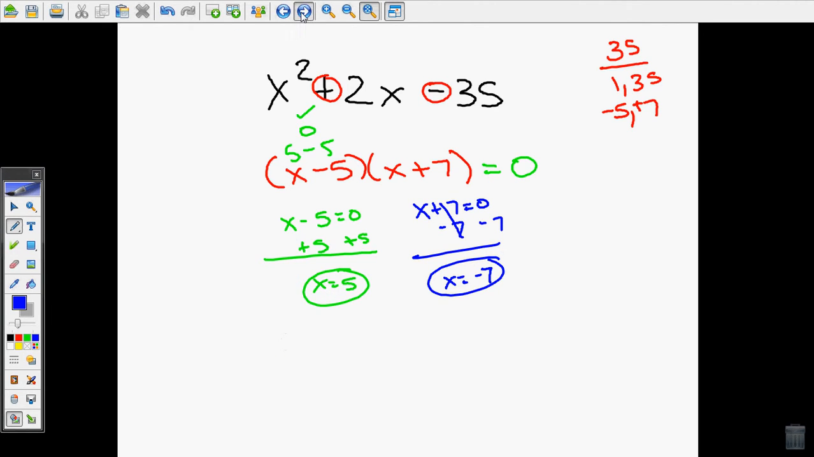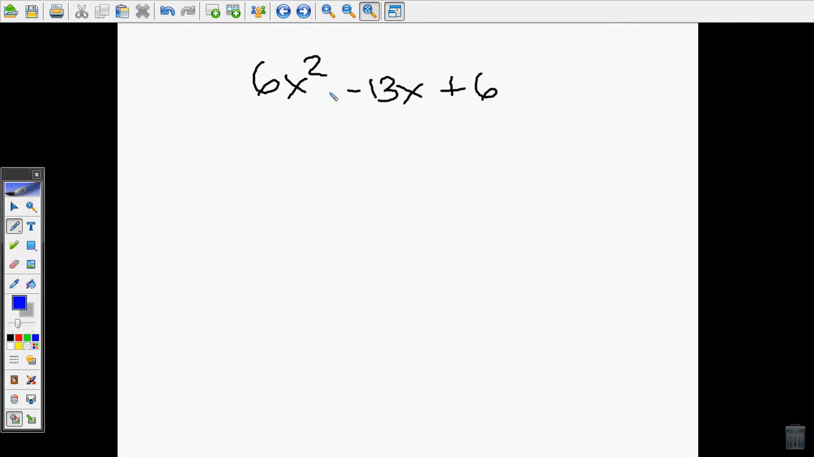So let's try another one. This one's a little bit trickier. Remember, I've got to multiply the coefficient of my first term and my last term together. 6 times 6 is 36. So my factors of 36 are 1 and 36, 2 and 18, 3 and 12, 4 and 9, and 6 and 6.